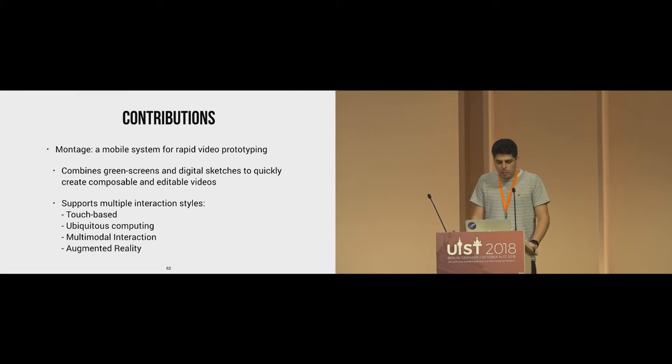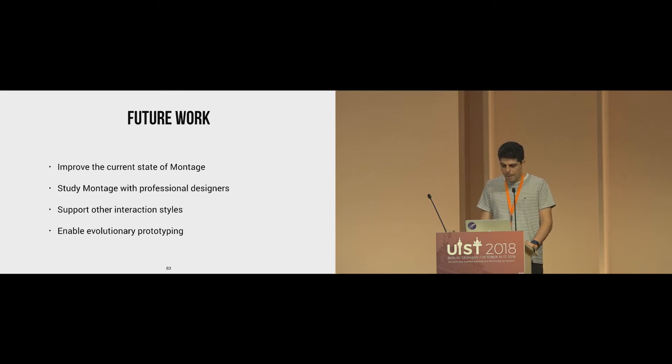So in summary, our goal was to create a prototyping tool to rapidly illustrate highly dynamic interaction. So we presented Montage. Montage combines green screens and digital sketches to quickly create composable and also editable videos. So the composable parts help reuse, and the editable part lets users avoid reshooting. And we also show how to support multiple interaction styles: touch-based, ubiquitous computing, multimodal interaction, and augmented reality.